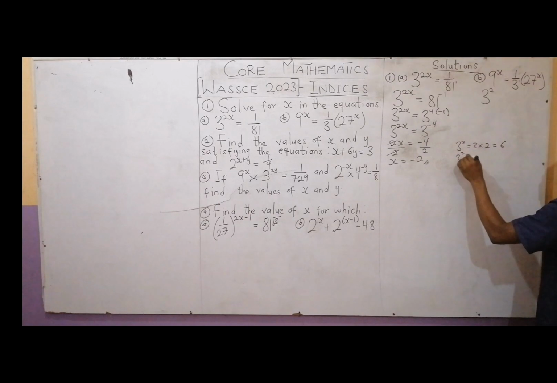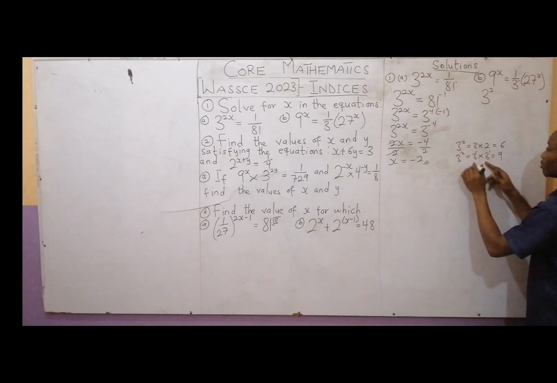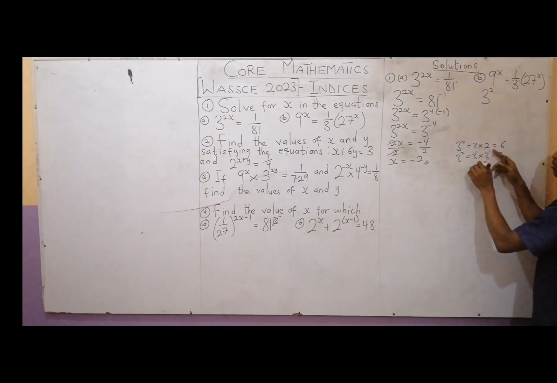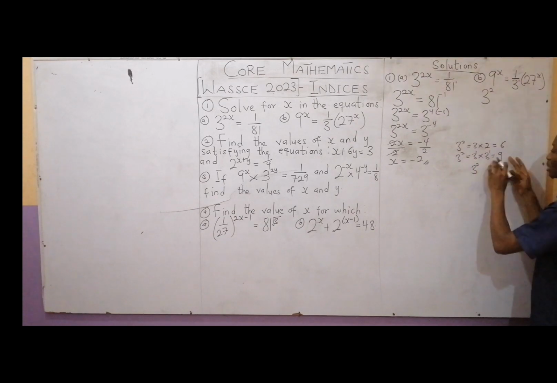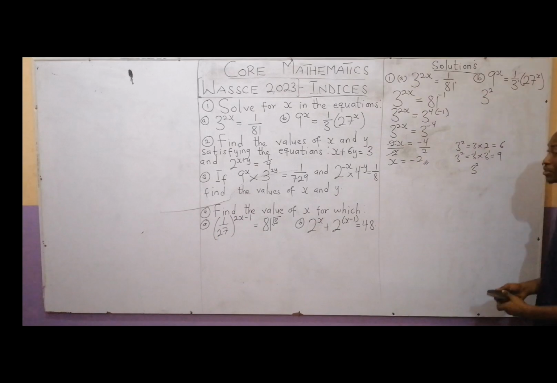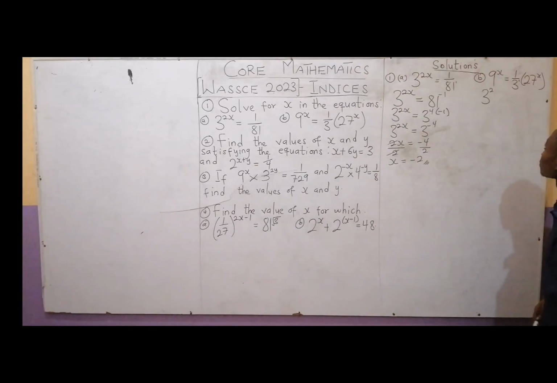3 squared means 3 multiplying itself 2 times. Why? There's a power of 1, there's a power of 1. Now, since the bases are the same, you write one of them. With indices, when the same bases are multiplying, you add the powers. 1 plus 1 gives me 2. So 3 times 3, 2 times gives me 9. So please, 3 squared is not 3 times 2, but rather 3 multiplying itself 2 times.